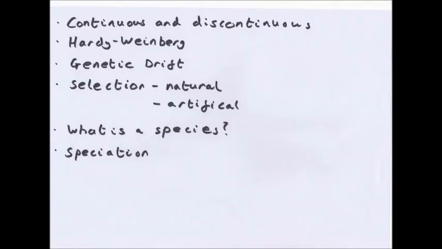Sorry for the long video. So we have continuous and discontinuous variation. You have the Hardy-Weinberg principle; practice that. Genetic drift, which is change in allele frequency. You have natural selection, which is how evolution works. Artificial selection, which is what humans do. What is a species? You have the biological species concept and the phylogenetic species concept, and you have speciation caused by geographical and reproductive isolation.